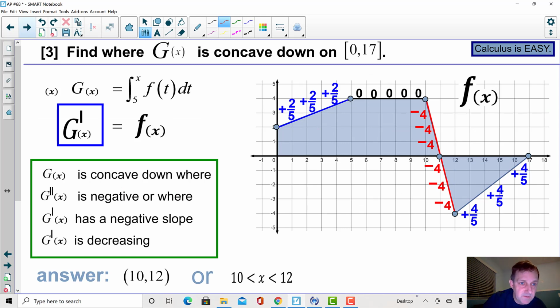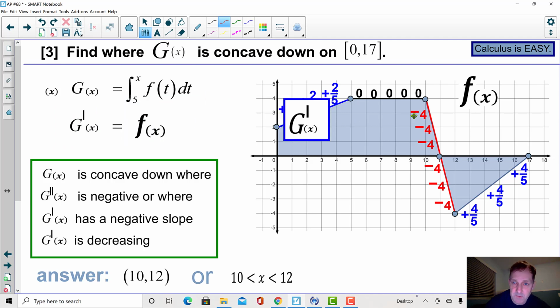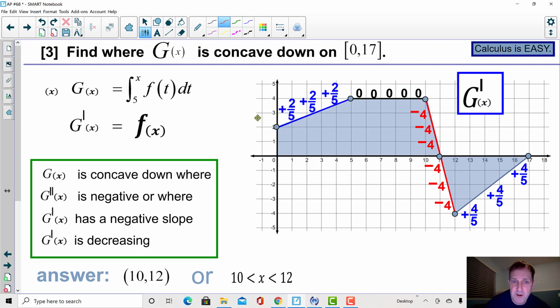Now for question 3, this is exactly the same as we did last time. We're trying to find where g is concave down. So just to review, g is equal to this integral, and when we do the derivative of both sides, we get that g prime is equal to little f. So the graph of little f over here is actually a graph of g prime, so we can rename it as g prime.